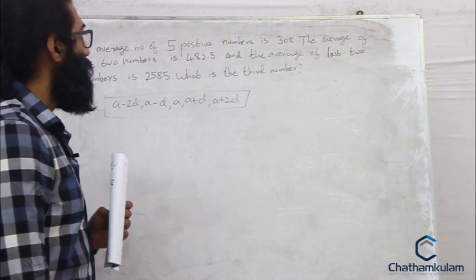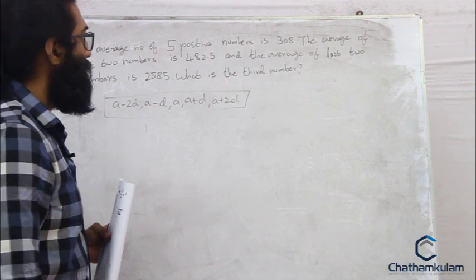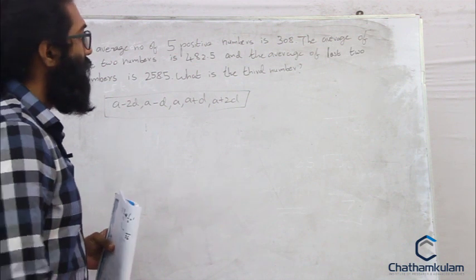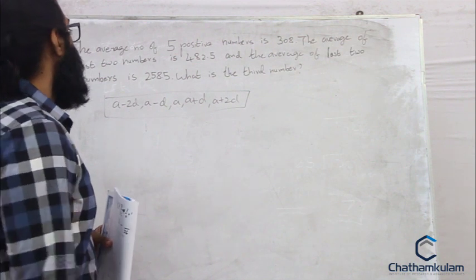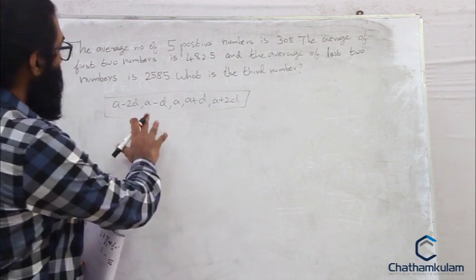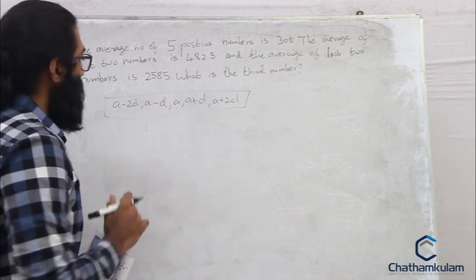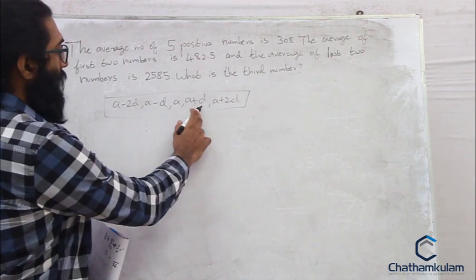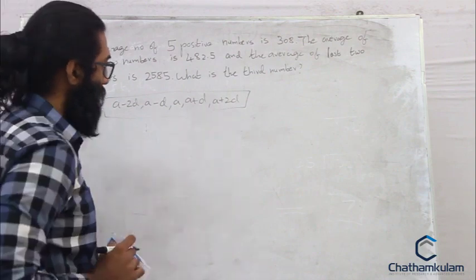The average of 5 positive numbers is 308. The average of the first two numbers is 482.5 and the average of the last two numbers is 258.5. What is the third number? So I have already written here. We can take the 5 numbers as a minus 2d, a minus d, a plus d and a plus 2d.